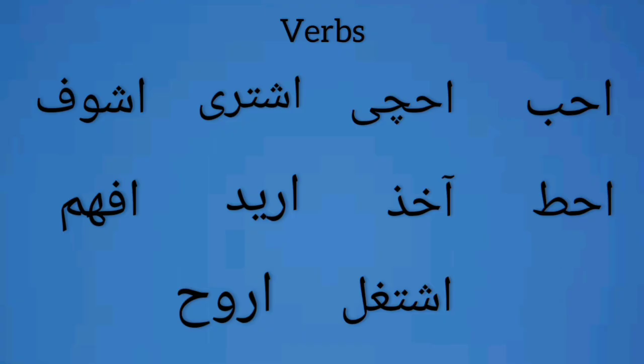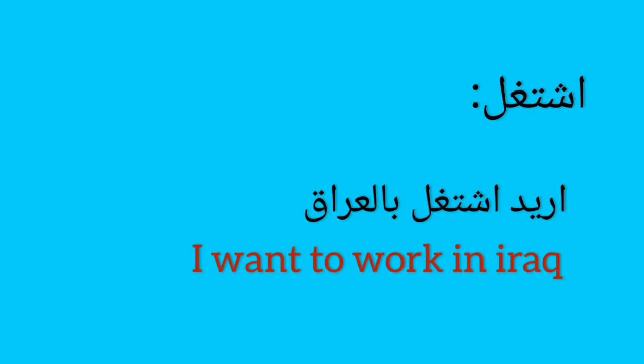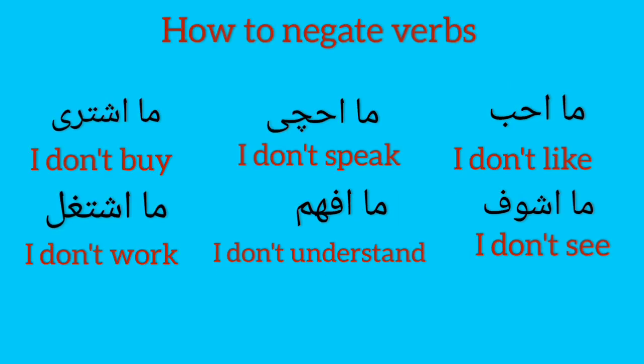And the next verb is اشتغل. And it means I work. For example, أريد أشتغل بالعراق. I want to work in Iraq. أريد أشتغل بالعراق. But now I just want to tell you how to negate these verbs.